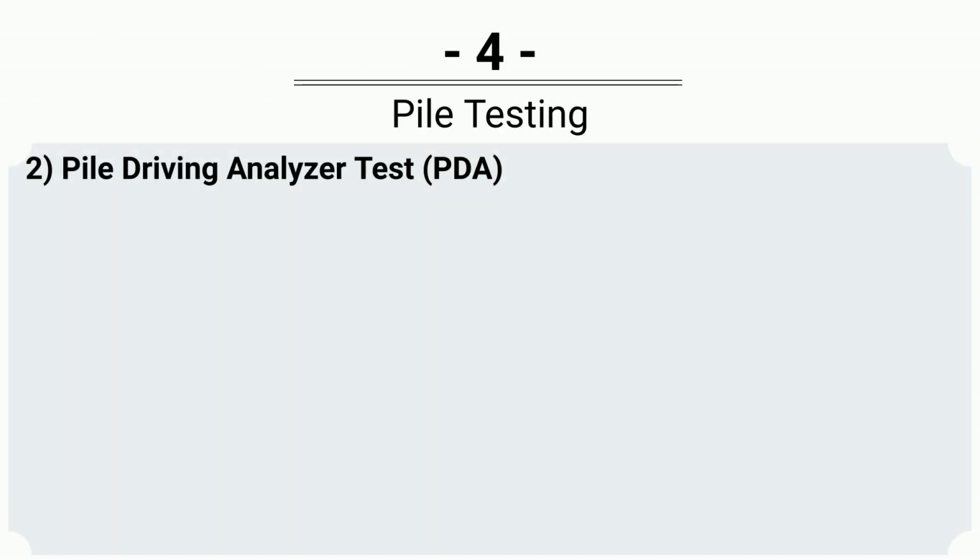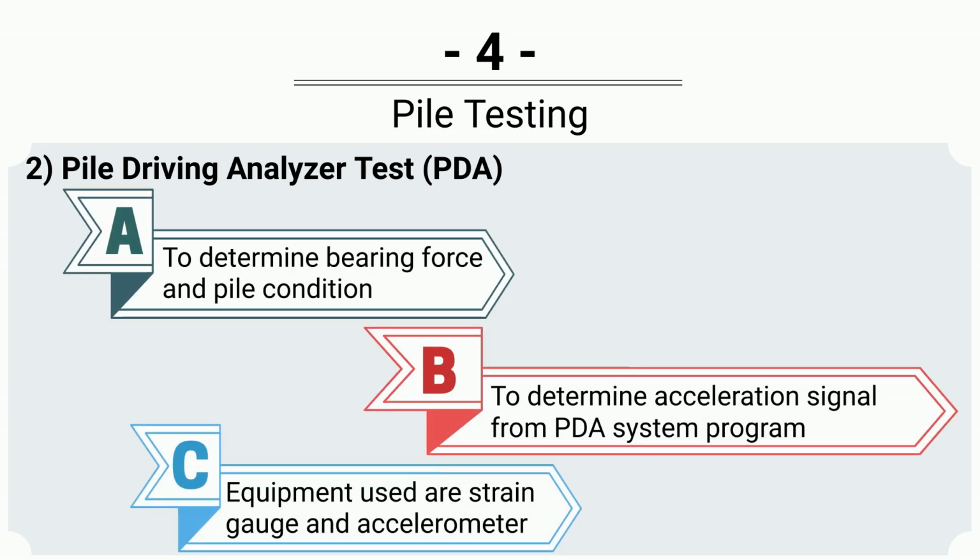Pile driving analyzer test, PDA. The purpose of PDA test is to find out bearing force and pile condition by axial distortion of the pile itself, and acceleration signal from the PDA system program. Strain gauge and accelerometer are the equipment used for PDA test.